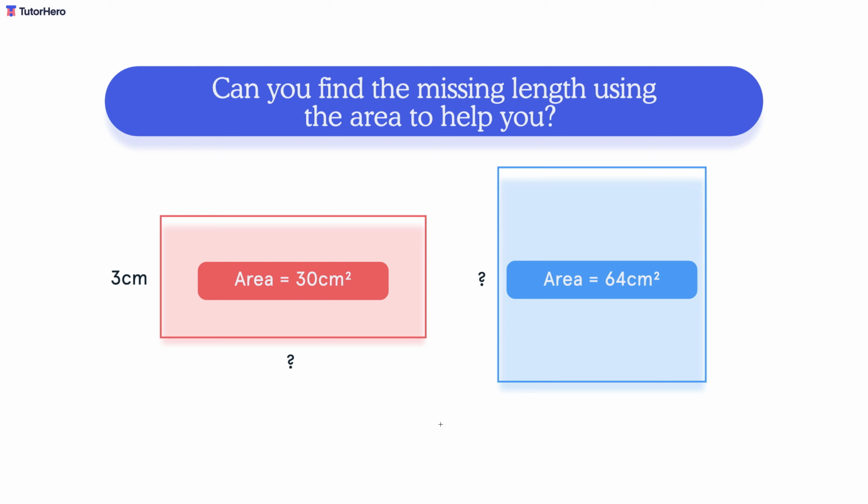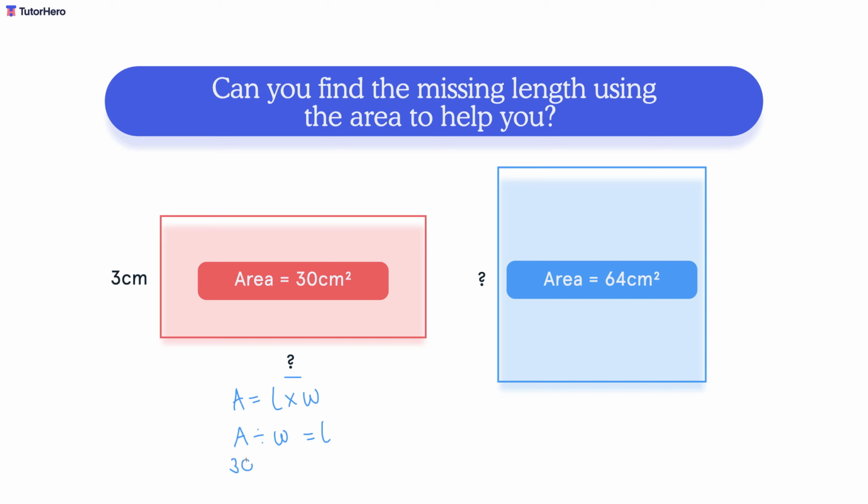Can you find the missing length using the area to help you? Pause the video and have a think about how to solve these problems. How did you get on? We know that area equals L times W, and we're missing the L. Therefore, we're going to change the formula to A divided by W equals L. This will give us the length.